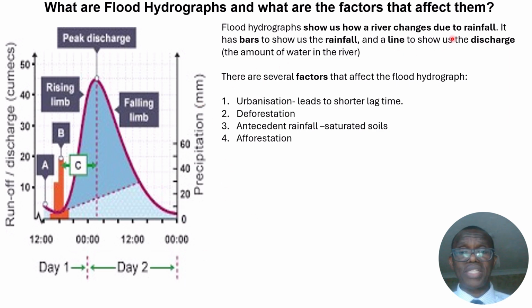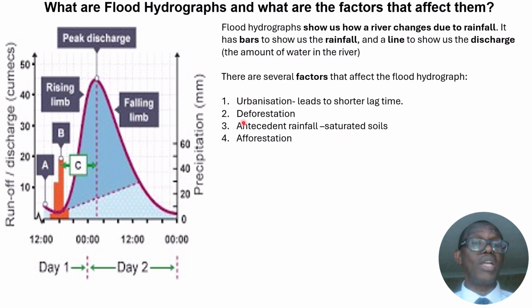Now, there are several factors that can affect a flood hydrograph, and one of them is urbanization. Now, if you have an area that has a lot of buildings in it, it means that the water is not going to be able to infiltrate the tarmac and the concrete, and therefore will sit on the surface, and therefore you will have a shorter lag time because that water is going to flow through drains and through that surface runoff and get to the river very quickly. And so urbanization is likely to lead to a higher flood risk.